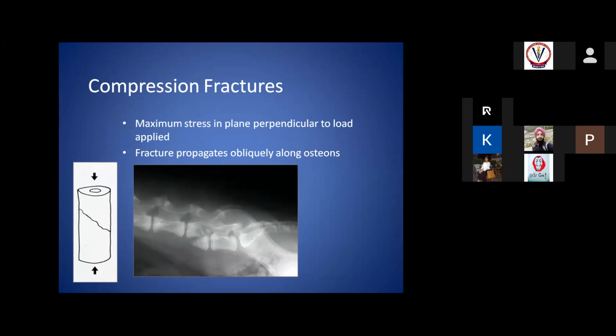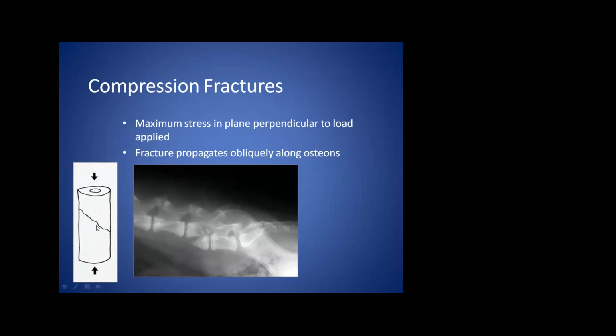Now the other type of fracture is compression. Compression is opposite to tension. Here, both the ground reaction and the weight of the animal compress, resulting in a fracture of the bone. So maximum stress is in the plane perpendicular to the load applied, and the fracture propagates obliquely.